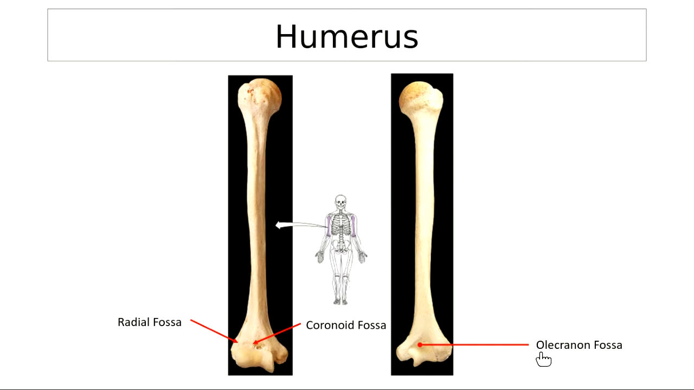On the back side, though, there's the olecranon fossa. It's a big, deep one. This is where your elbow goes when you straighten your arm. It goes up into this fossa here. Your elbow is called the olecranon process, and it's on one of your forearm bones. And so it goes up into this olecranon fossa when you straighten your arm.